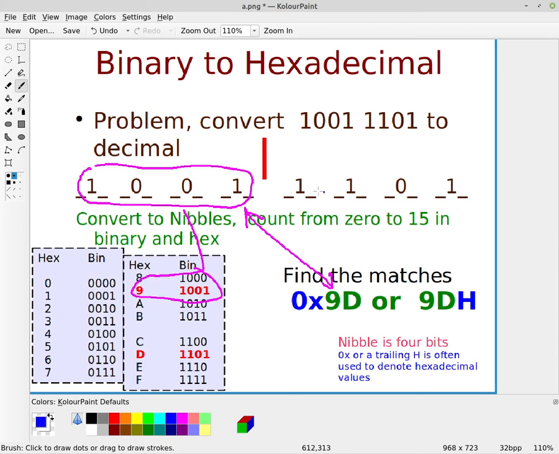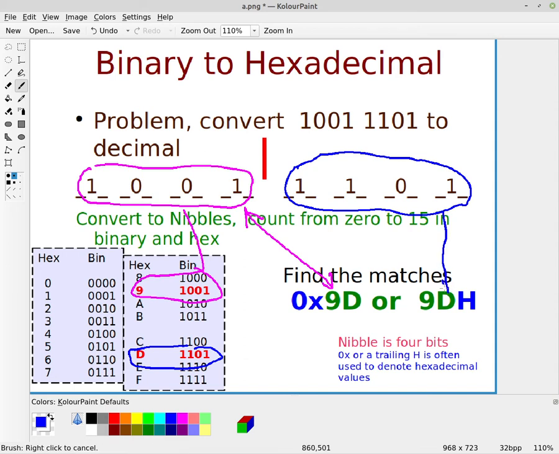So 1101 gave us our D, and 1001 gives us our 9. So we end up with 9D.